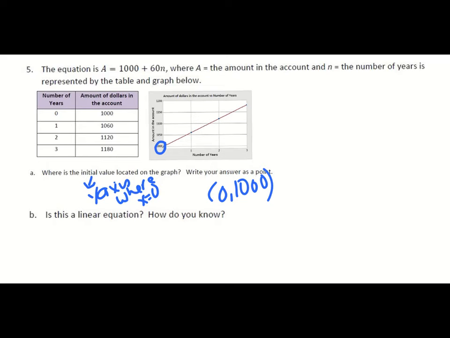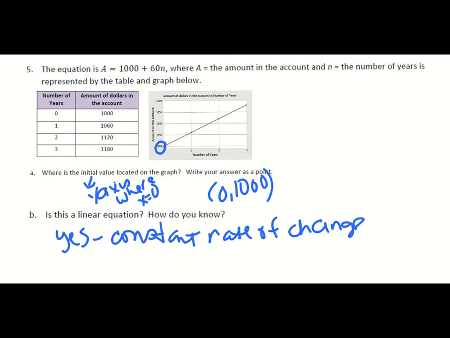Okay. And then, is this a linear equation? Yes. So you have a constant rate of change, which is the 60, which is $60 in the account per year. Looks like the account goes up. That's a constant rate of change.